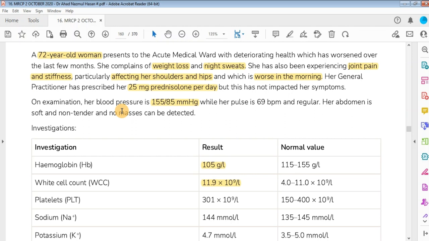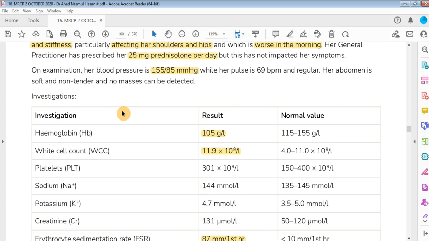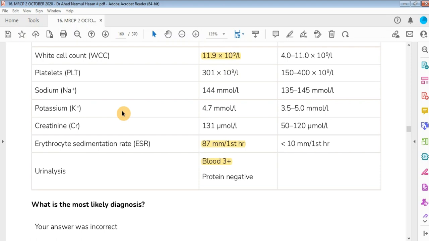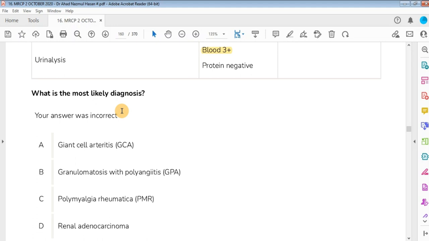On examination, her BP is 155 by 85, pulse 69, regular. Her abdomen is soft and non-tender, and no masses can be detected. Hemoglobin is low, 105, WBC 11.9. Platelets are normal, sodium normal, potassium normal, creatinine 131, ESR 87, urine blood 3+, protein negative.